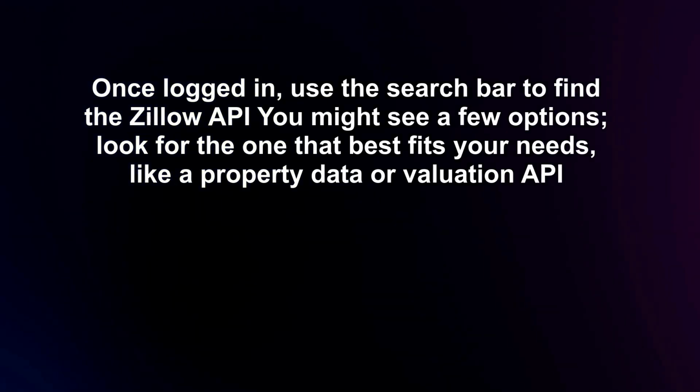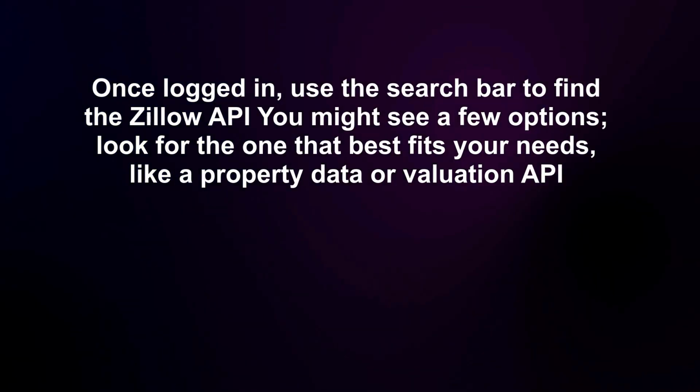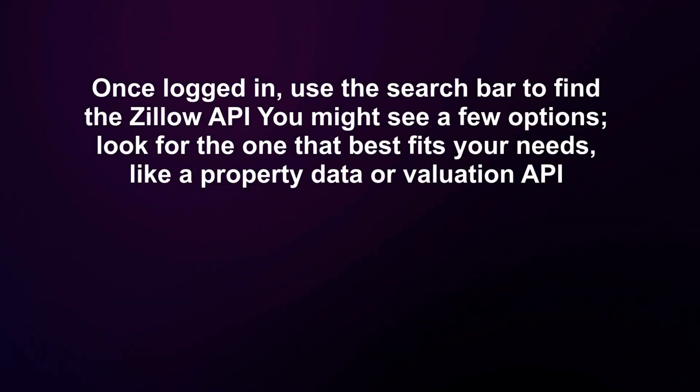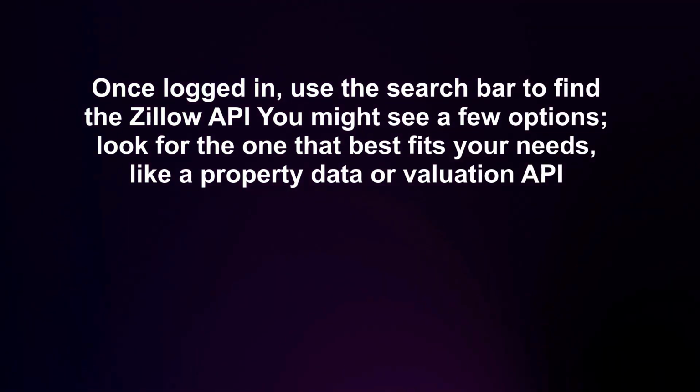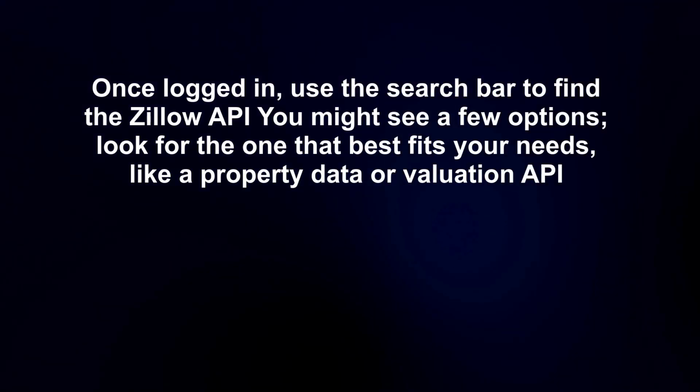Once logged in, use the search bar to find the Zillow API. You might see a few options. Look for the one that best fits your needs, like a property data or valuation API.